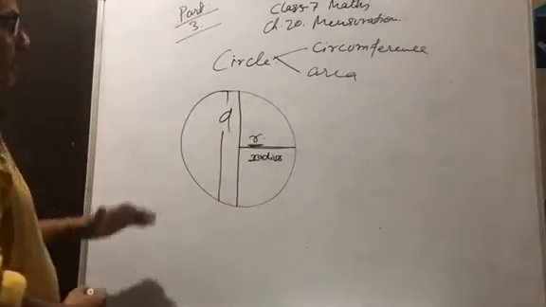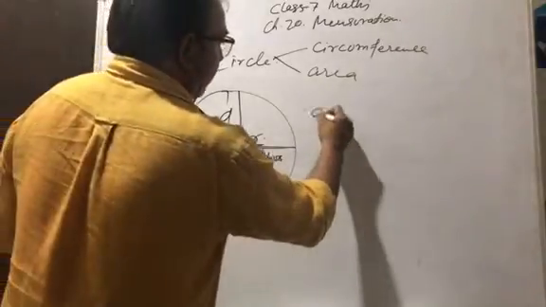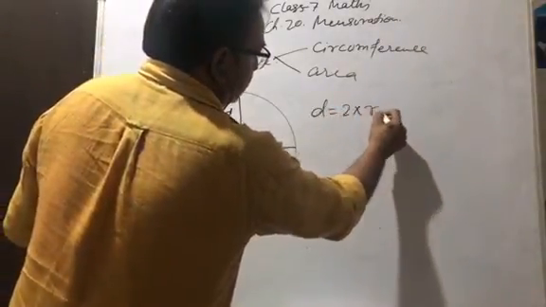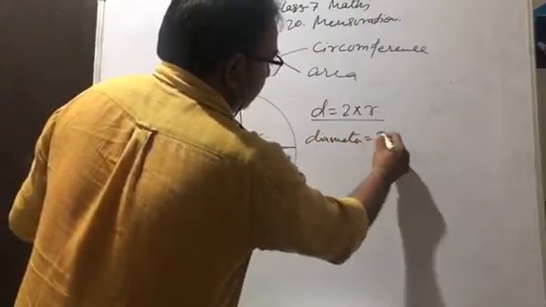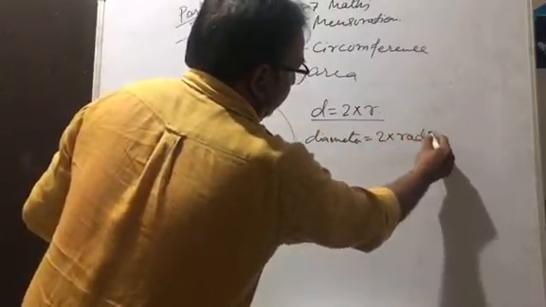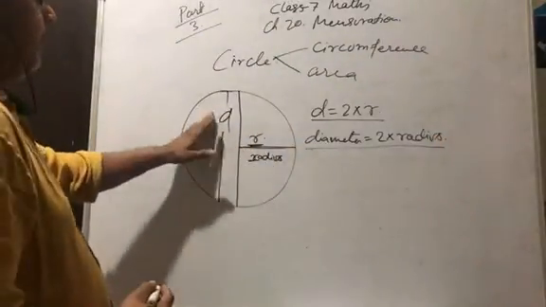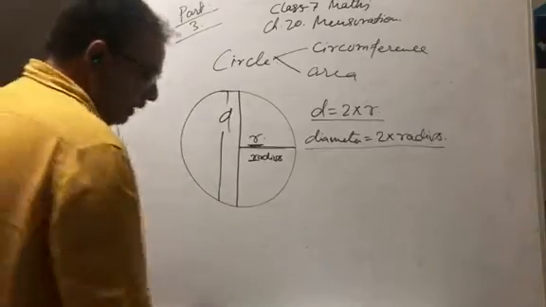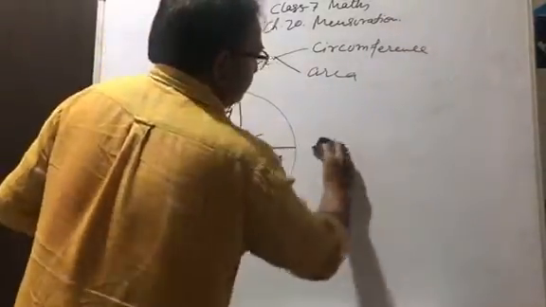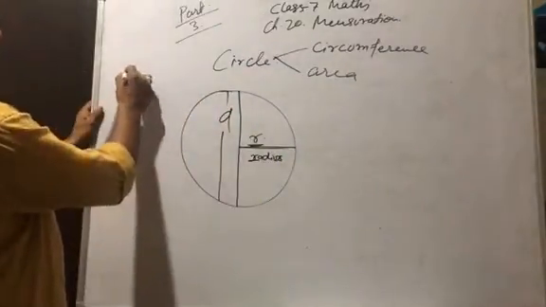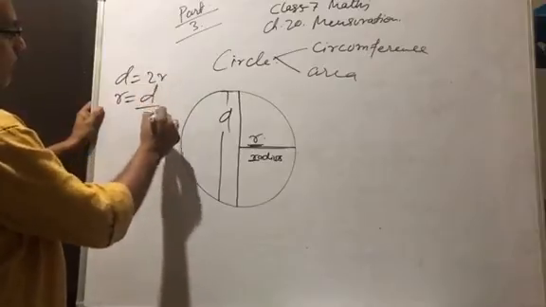Now what is the relation between radius and diameter? The diameter is equal to 2 times radius, means diameter is equal to 2 multiplied by radius. This is the relation between radius and diameter. Okay, now come to the point. I write here diameter is equal to 2r or r is equal to d upon 2.